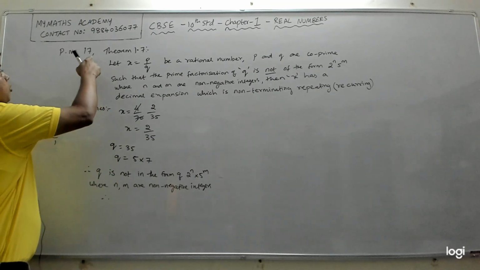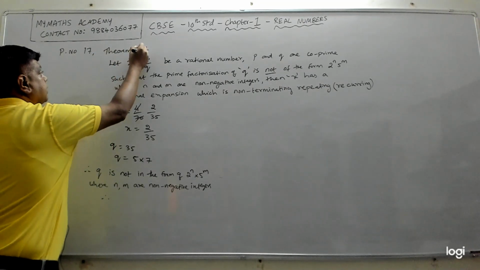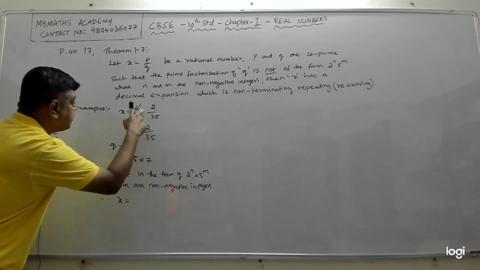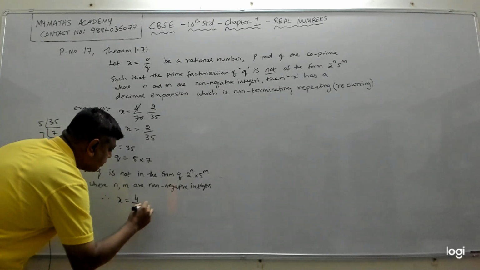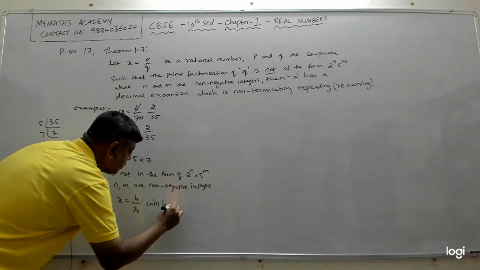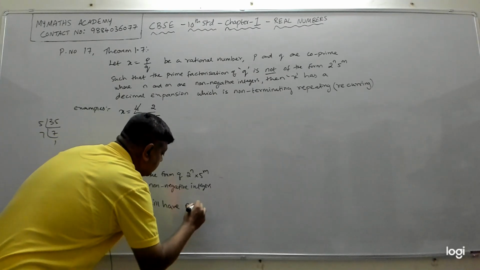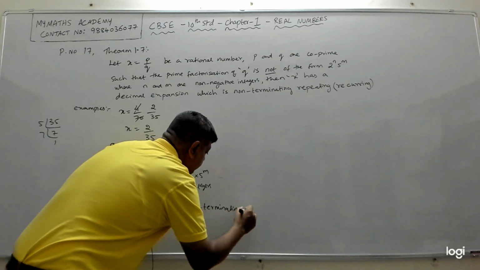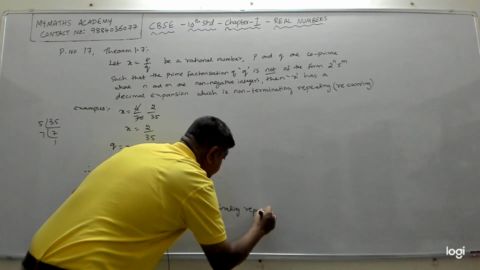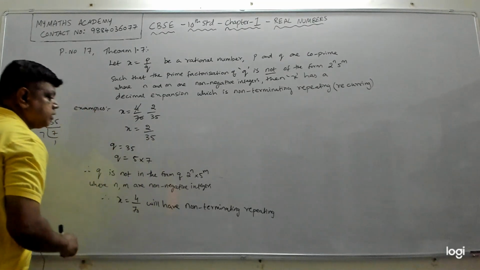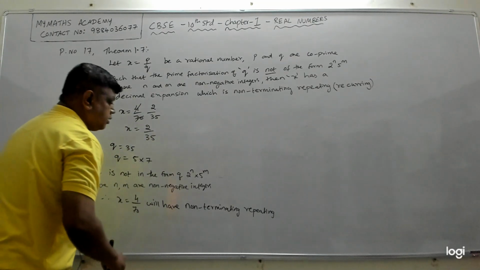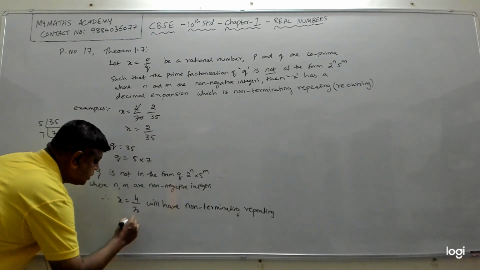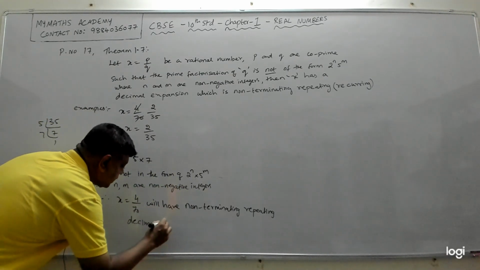Therefore by this Theorem 1.7, we can say x is equal to, what is the given x? Given x is 4 by 70. 4 by 70 will have a non-terminating, repeating decimal expansion.